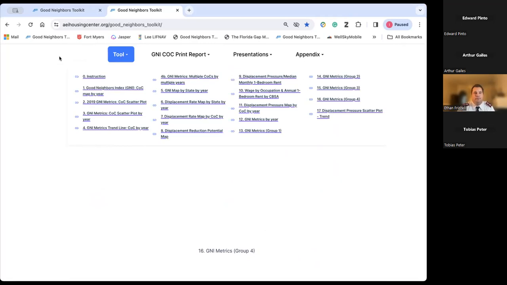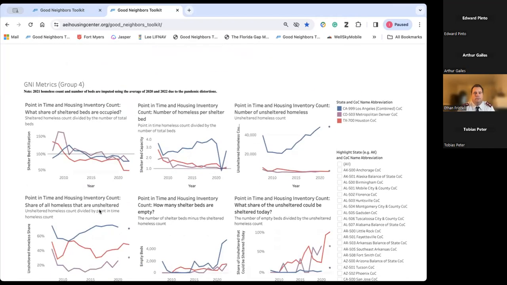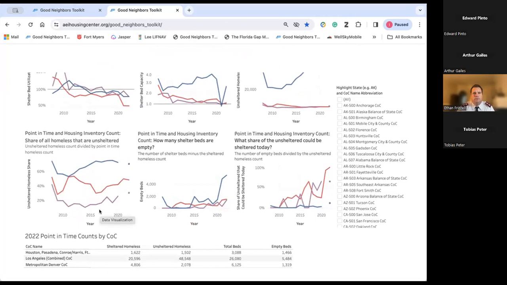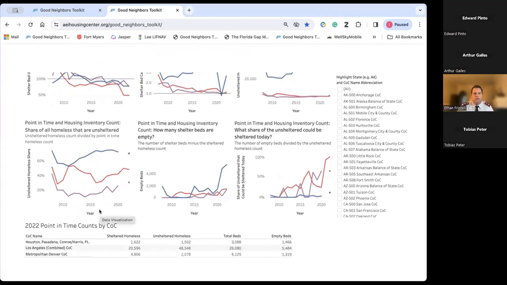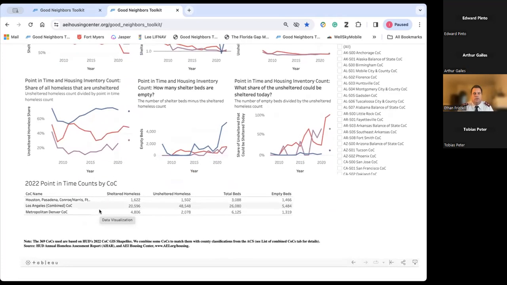Before you move on, could you go back down to the bottom of that last report? So this is interesting all the way to the bottom. Yeah, I want to look at the count, the total beds. So we've talked about Houston a lot, we've talked about LA a lot, talked about Denver a bit. So look at the number of beds in Houston, 3,000 roughly. Look at the number of empty beds. Look at the number of unsheltered homeless.